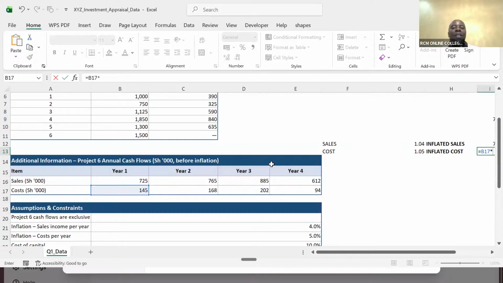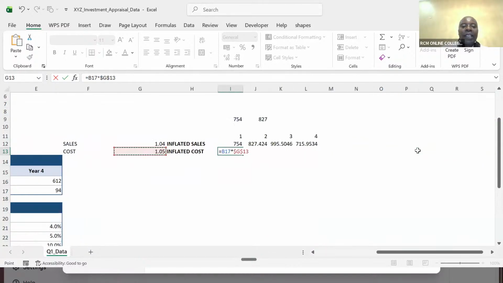Now, ladies and gentlemen, the inflation factor for cost is this 1.05. That 1.05, across the row, is going to remain the same. And because it's going to remain the same, then we must lock it up. We must do what we call dollarization. You must dollarize these. So come and dollarize it, ladies and gentlemen. So you'll come here, and then straight away you press function F4 like that. You can see the dollars.